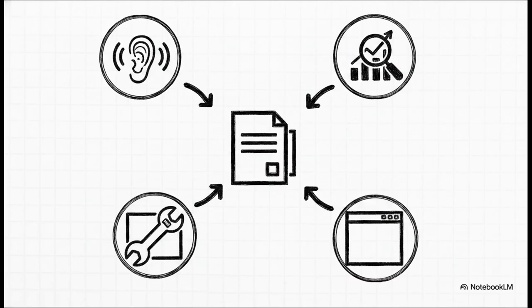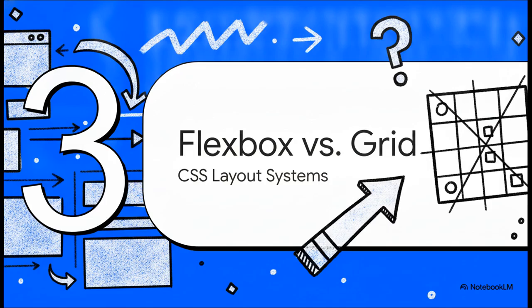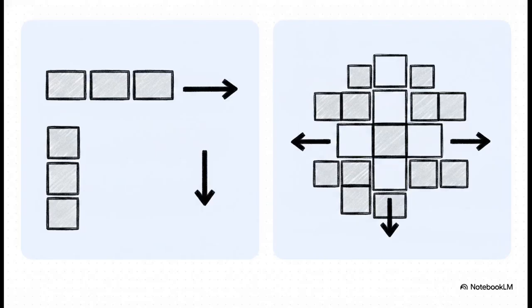It's a total win-win. Section 3. Flexbox versus CSS Grid. All right, once our semantic zones are defined, we have to arrange them visually. And honestly, choosing the right tool for layout is half the battle in modern web design. We've got two main heavy hitters.